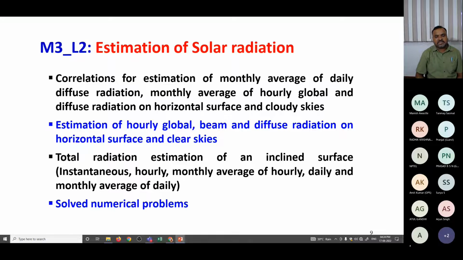While discussing this, we have considered instantaneous cases, hourly. Instantaneous cases means in 1 hour time, the kind of deviation taking place is considered. So we are assuming that in 1 hour time, things are not changing much. And then monthly average of daily. So all these aspects were considered and discussed. And finally, in order to strengthen the understanding, we have considered some numerical examples, and these have been solved.